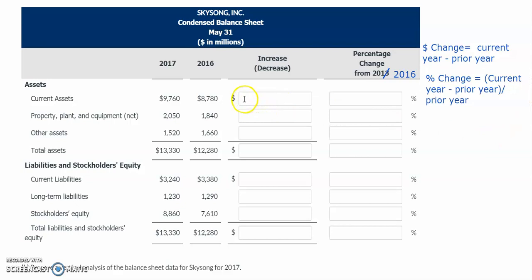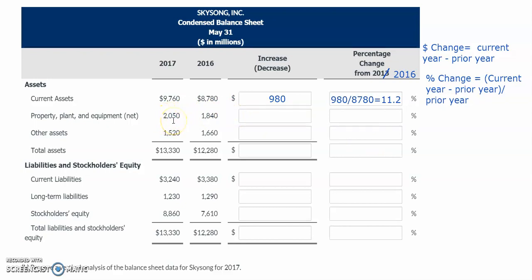So for 2017, 9,760 minus 8,780 will give me a dollar change of 980. So now I'm going to take that same 980 and divide that by 8,780. So my answer will be 11.2%, for example. And as I mentioned, this is one of those areas where it's not too challenging to do.